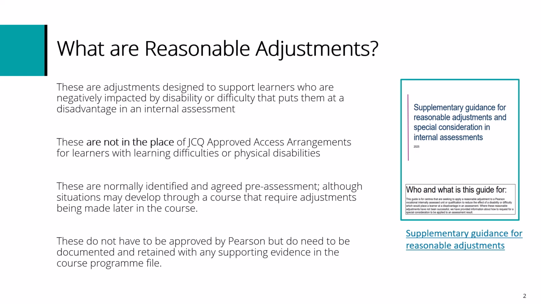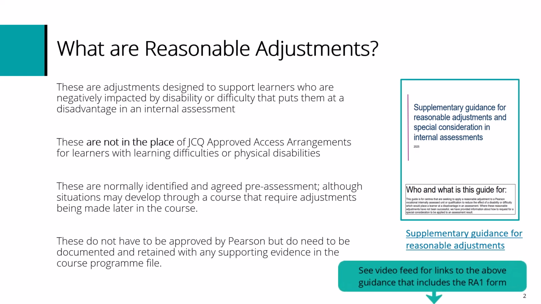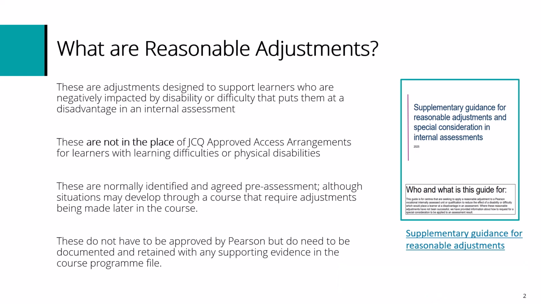Centres are not required to apply to Pearson for reasonable adjustments in internally assessed units. To record strategies applied, the lead internal verifier should complete the RA1 form for BTEC qualifications. This form should be retained with any supporting evidence in the course programme file. Please note, if the unit is selected for standards verification, the RA1 form must be submitted to the standards verifier along with the assessment plan and internal verification documentation.